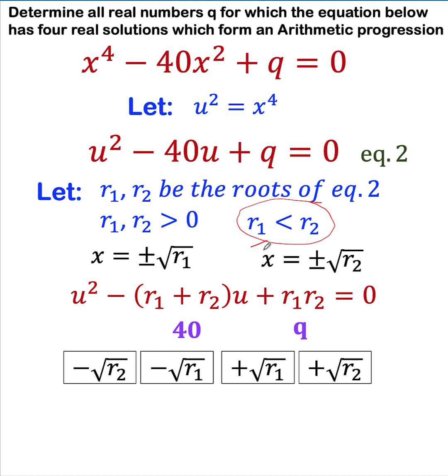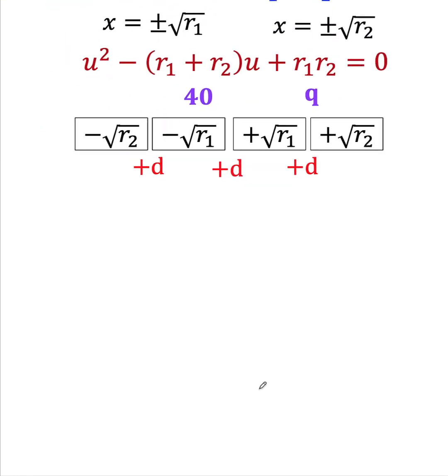The next is positive square root of r sub 1. And the largest is the positive square root of r sub 2. These 4 roots form an arithmetic progression. Then there is a constant difference d for each of these roots. Now let's analyze these 4 roots, and let's see if we can find an expression for r sub 1 and an expression for r sub 2.